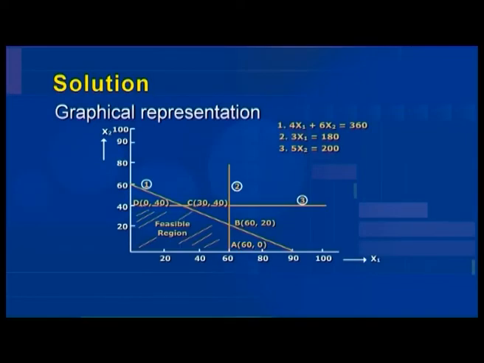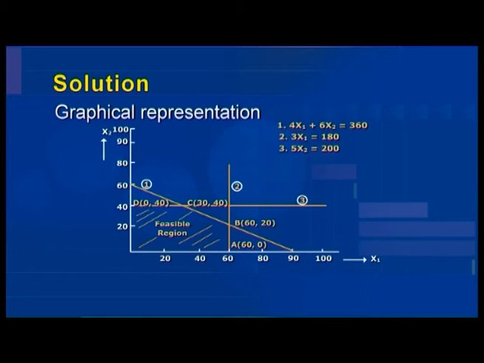Step 1. State the problem in the mathematical form. In this case, the problem is already stated in the mathematical form. Step 2. We shall treat x1 as the horizontal axis and x2 as the vertical axis. Each constraint will be plotted on the graph by treating it as a linear equation, and then the appropriate inequality conditions will be used to mark the area of feasible solutions.